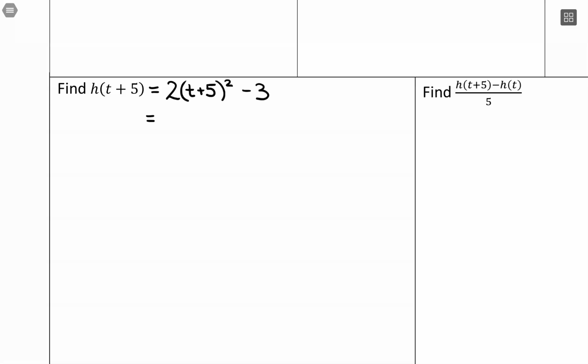And then we want to avoid the most common mistake that students make. Students love to change this to t squared plus 25, but don't do it. Don't do it. And if it helps, you can always write this out as t plus 5 times t plus 5. Sometimes that just helps students realize that you need to FOIL it.